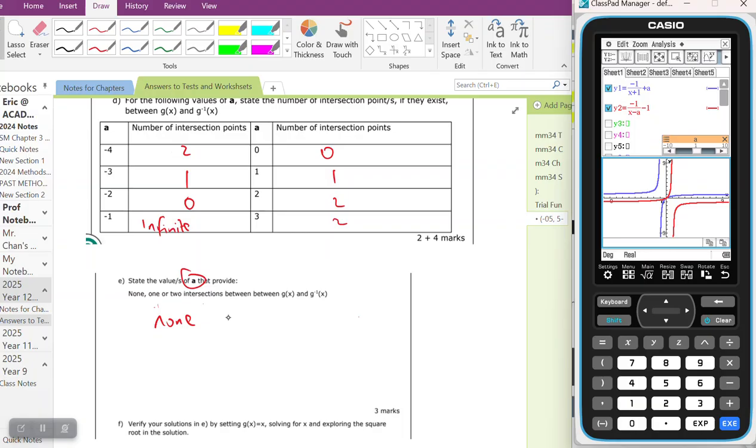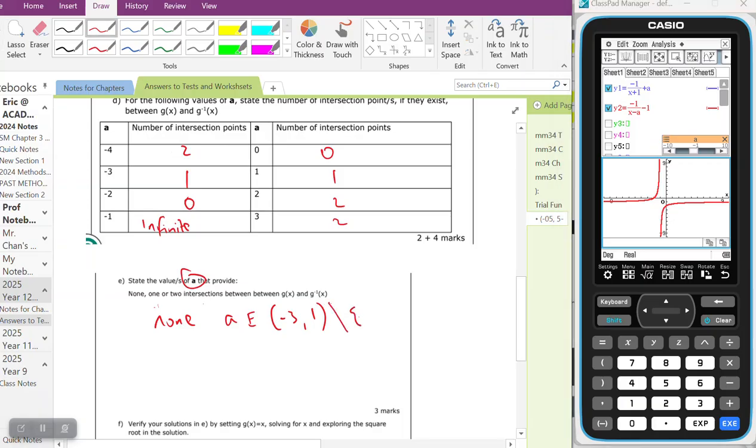So a would be an element of (-3, 1), but there is a problem at negative 1 because it intersects infinitely. So it'll be all of that except negative 1. That's when there are no solutions.